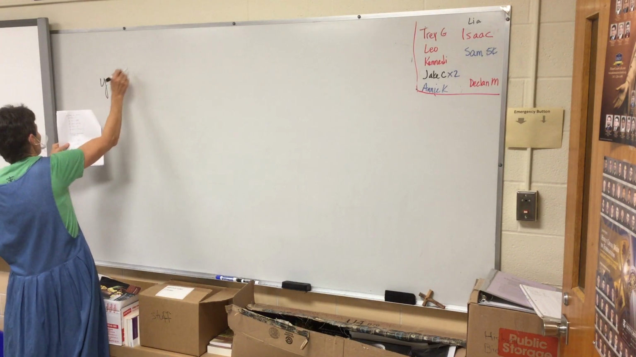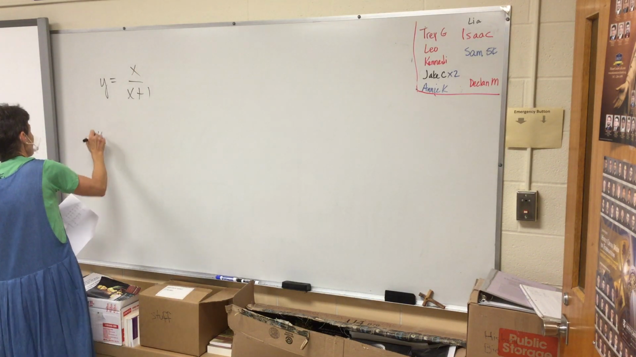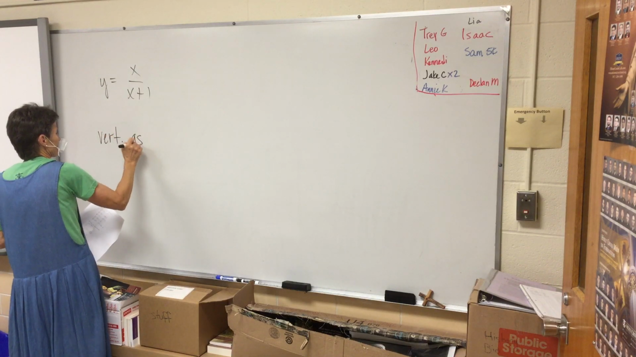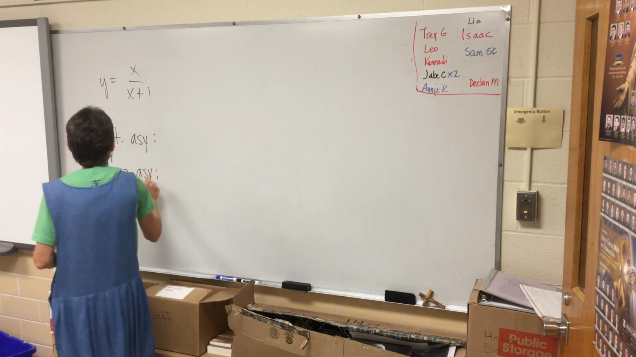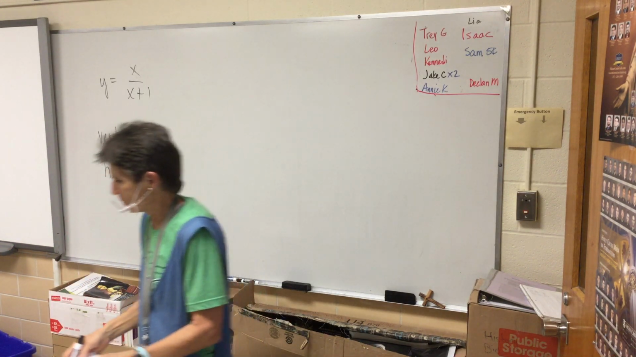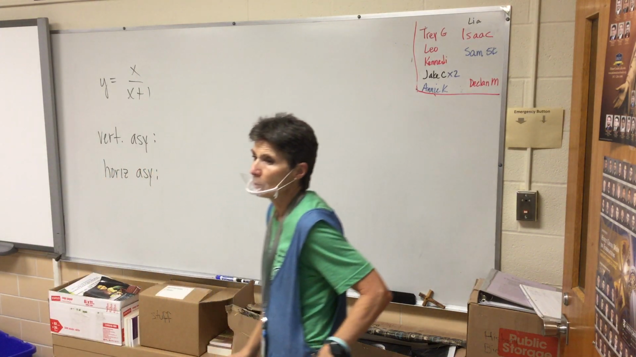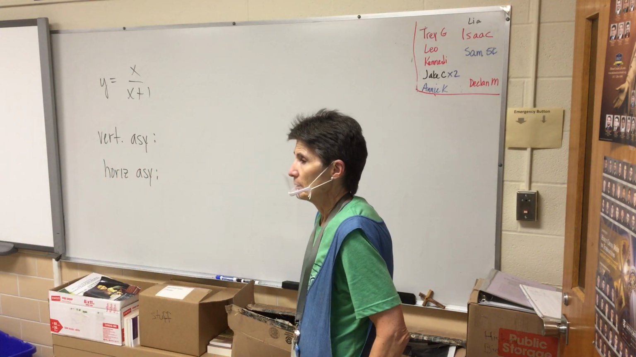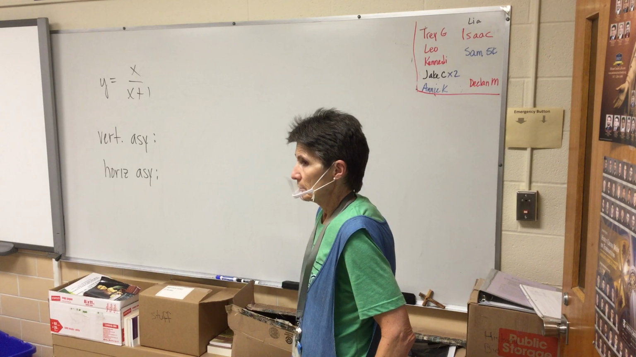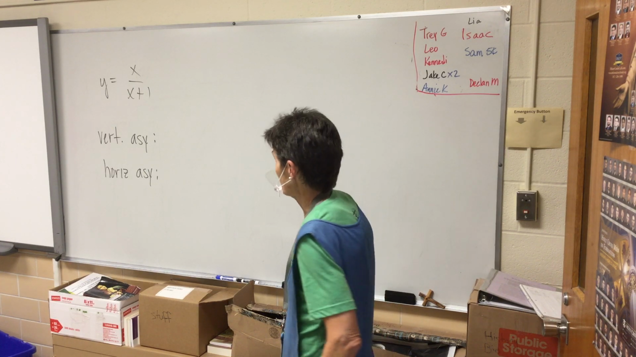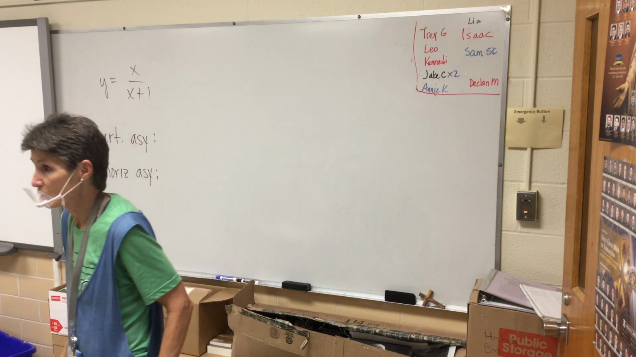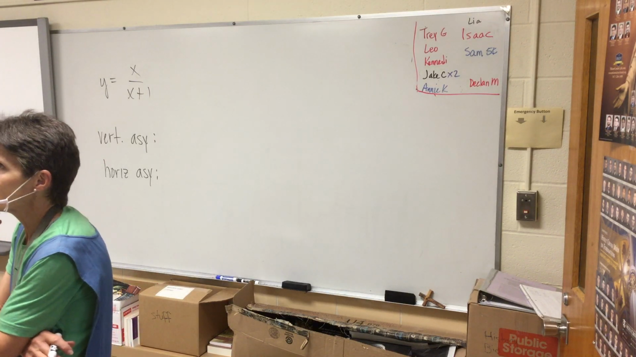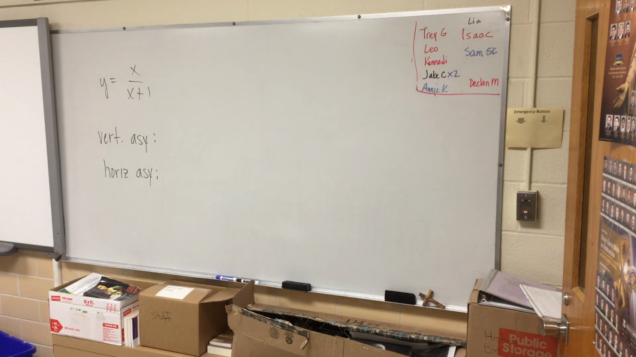All right, so y equals x over x plus 1. We have vertical asymptotes, and we have horizontal asymptotes. There are also something called slant asymptotes. We're not going to talk about them right now, but we will. All right, here we go. A minute ago, we had a problem that had a vertical asymptote in it. Do you remember, where did that come from? How did we get that thing? I called it a non-removable discontinuity. Where did it come from?